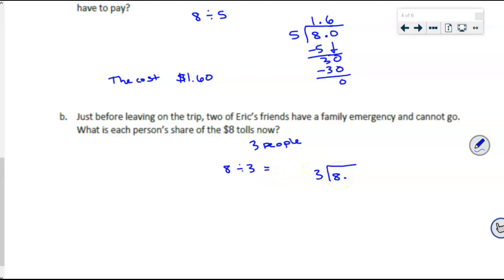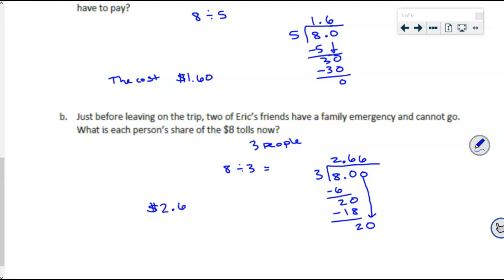Can 3 go into 8? 2 times. Annex that 0. Can 3 go into 20? Yeah, 6 times. And we see that 2 again. So, can 3 go into 20? Yep, 6 again. So how much is each person going to have to pay?